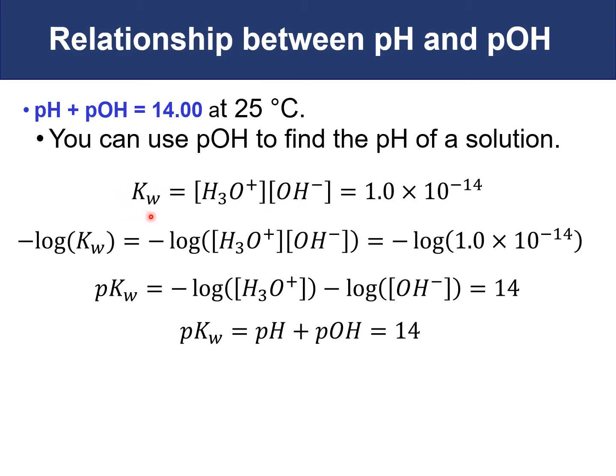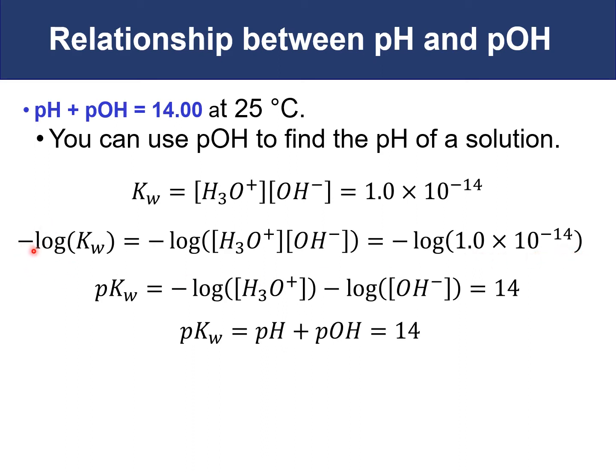So we're taking the negative log of the Kw, that being equal to the negative log of the H3O+ times the OH-. That gives us the negative log of Kw is equal to the negative log of the product, or multiplying together, of the hydronium ion and the hydroxide ion concentration. This would be equal to the negative log of 1.0 times 10 to the -14th.